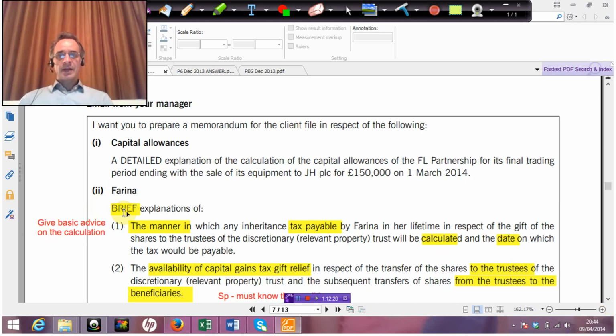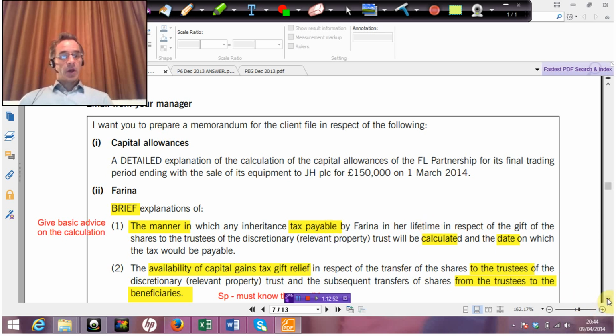We're asked to give brief explanations, or indeed basic advice, on any IHT payable by Farina in her lifetime in respect of the gifts of shares to the trustees, and the date on which that would be payable. Don't forget these little admin points and dates of payment. That can give us some extra easy marks. So essentially, that's exactly as I've said. We've got a CLT. What's the tax? We need an explanation of the tax payable.